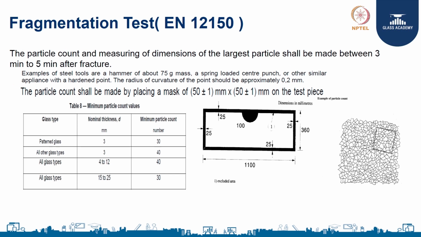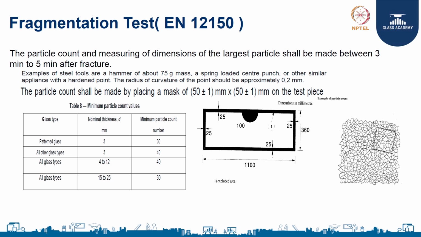For the fragmentation test, you have to break the glass at the center, as I said in the earlier slide. From the point of breakage you have to exclude an area of around 100 mm, and from the edges you can exclude 25 millimeter all across. You count by putting a mask of 50 mm by 50 mm plus or minus 1 mm, and you have to count the number of particles.